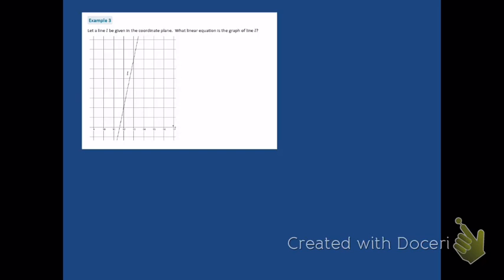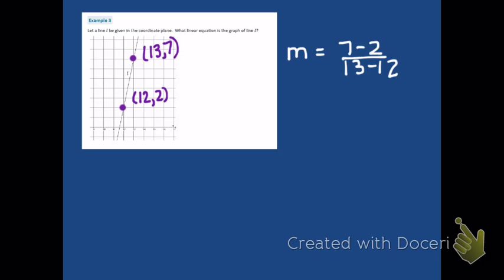All right, so once again, the first thing we need to do is determine some points. So I found the points 12, 2 and the point 13, 7. And I want to use those 2 points to determine the slope of this line. And so I'm going to look at the difference in the y coordinates and divide that by the difference in the x. So I get 7 minus 2 divided by 13 minus 12, which comes out to 5 over 1, which simplifies to just 5. So I've got the slope of 5 for this equation.